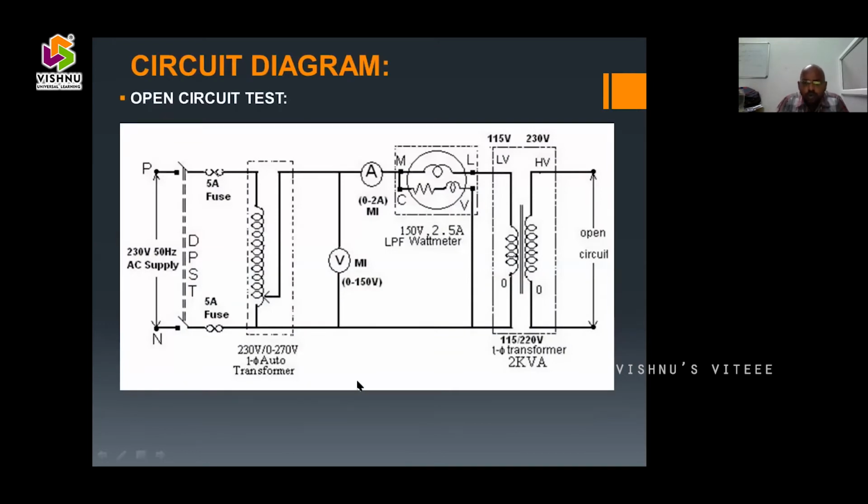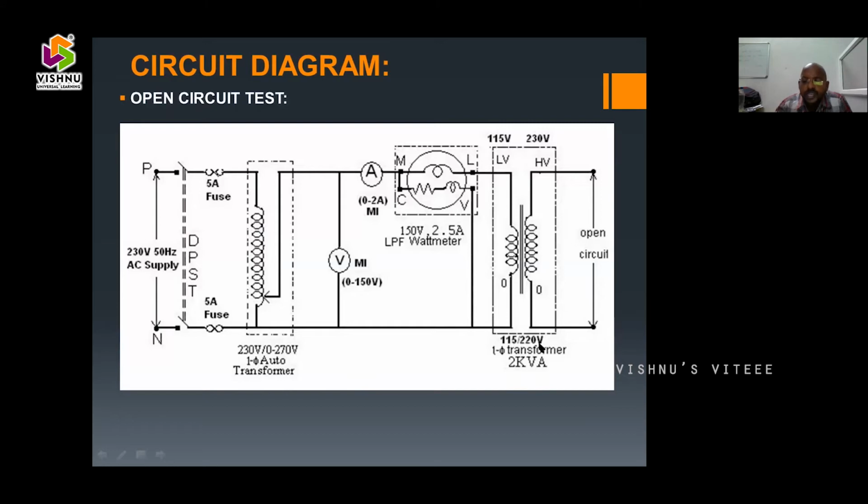So first, the open circuit test. The open circuit diagram is shown on the screen. In this particular circuit diagram, this is the main transformer. The transformer rating is 115 by 220 volts, single phase, 2 kVA transformer. Here it is mentioned 115 by 220.